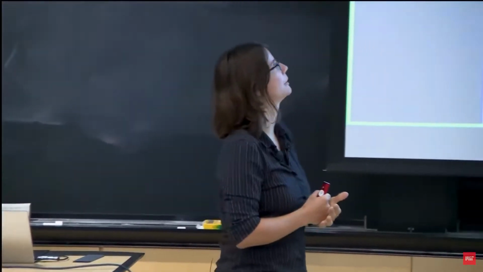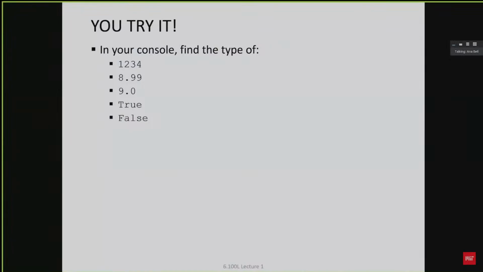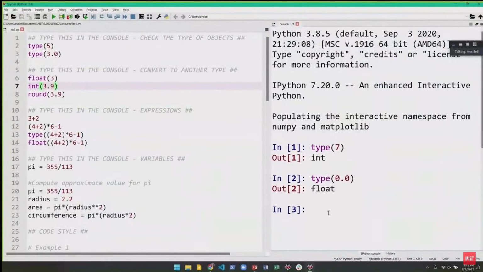You try it. So you can just yell out the answers. There's nothing to type unless you want to check yourself. So what is the type of 1,234? Int. Type of 8.99. Float. Type of 9.0. Float. Type of True. Bool. And type of False. Bool. Perfect. If you ever wonder what the type of something is, you type it in here.